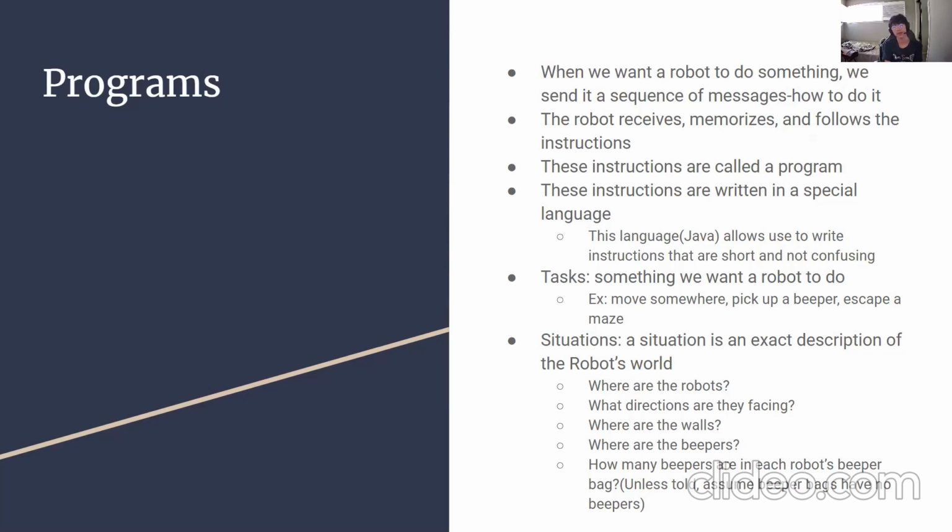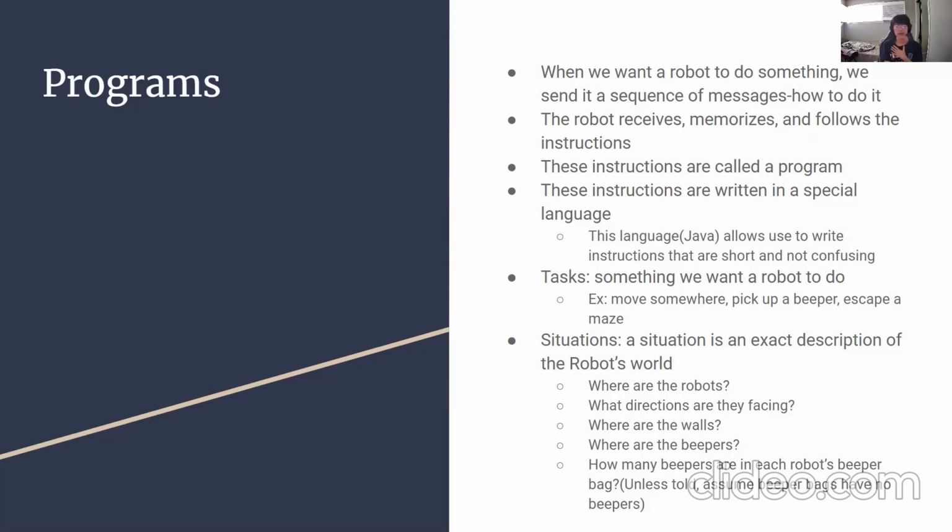These tasks are something that we want a robot to do. For example, to move somewhere. If you wanted to move from one location to the next, you may have it move space by space, maybe a turn so that you can move around because it's a grid. And then we can make it pick up a beeper. A more complicated task would be something like escape a maze. We can put the robot inside a maze, and then we can make it find the exit and get out.